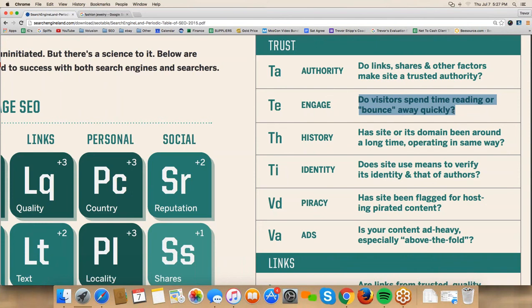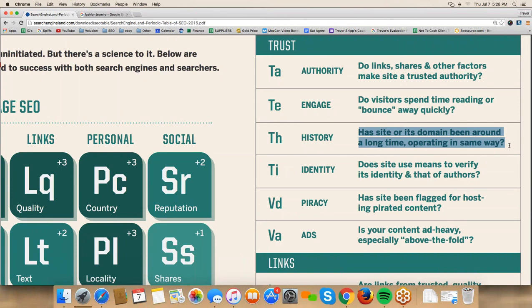History is an interesting one. This is a tough one for most of you guys, meaning has the site or its domain been around a long time operating in the same way? So in other words, how new is your domain name? A newer domain name isn't as trustworthy. You can't control that. If you're a brand new site, you just have that going against you. But over time, by and large, ranking should become a little easier because your domain is aging, and that's a positive element to your periodic table here.